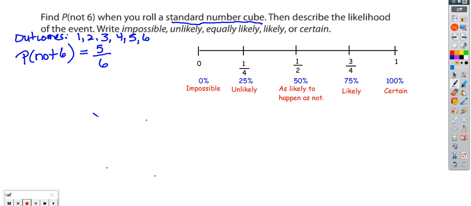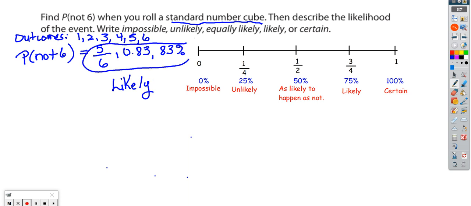5 divided by 6, that is 0.83, which is 83%. If I look at my probability number line, 83% is greater than 50 but less than 100, so this is likely to roll a number that is not a 6. So here is my two-part answer.